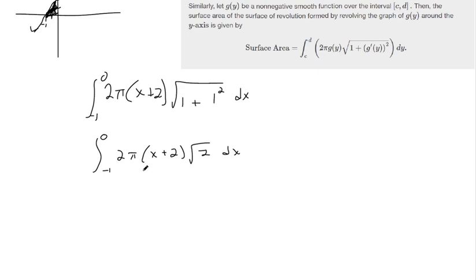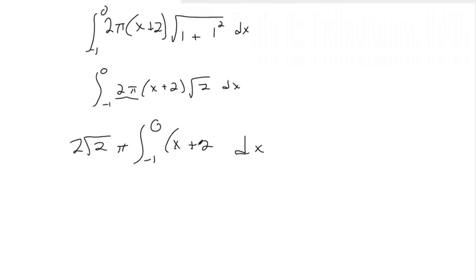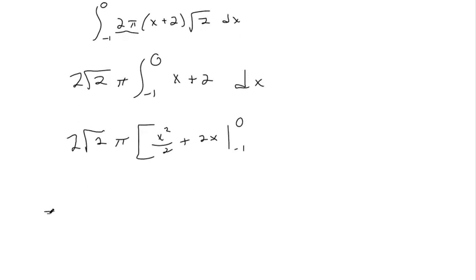And so what we'll want to do is take this, this, and this and factor it out. 2 square roots of 2 pi. And just focus on these terms. And then we just need to find the antiderivative of both terms. So this is x squared over 2 plus 2x. Limits of integration from 0 to -1. So that's 2 square roots of 2 pi.